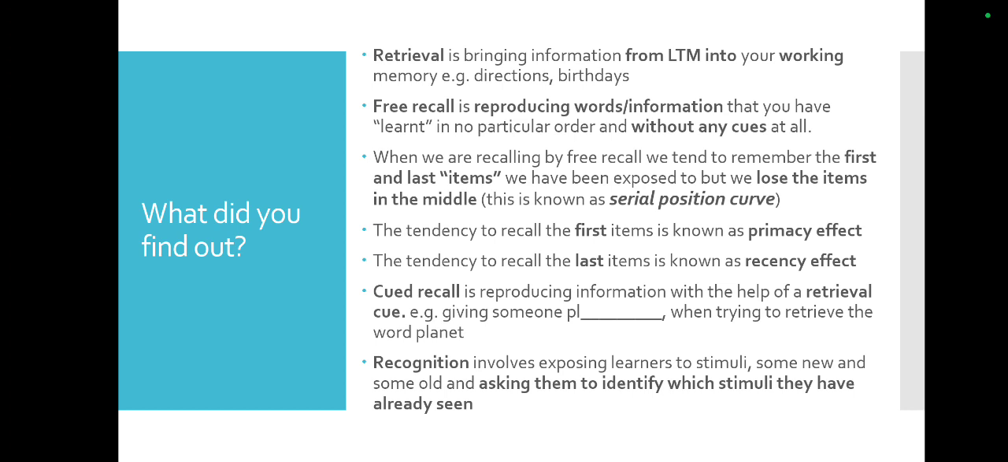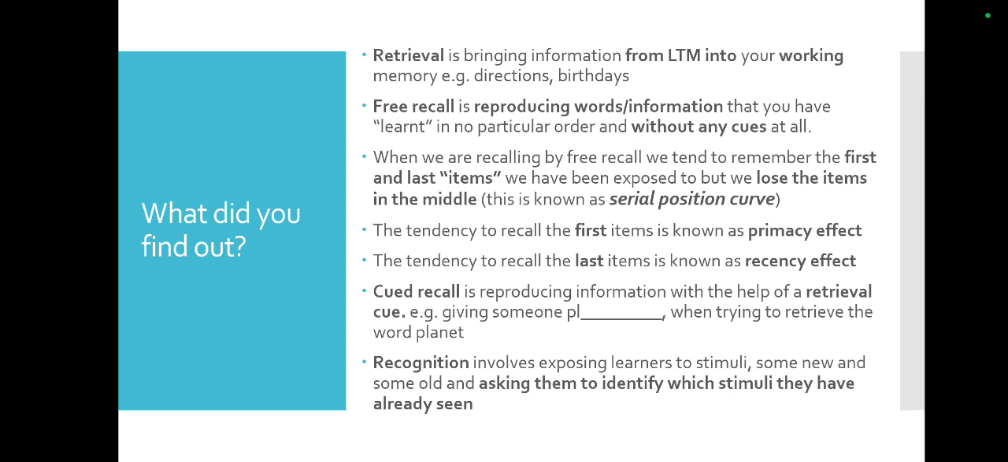Now, when we tend to retrieve in this manner, we tend to recall the first and last items that we've been exposed to better, and we lose the things in the middle. This tends to be because we pay more attention to the first few items, if it's like a word list or something, and then the last items are kind of still in your working memory. So this is known as the serial position curve, and you will have seen the little illustration of it in that video clip. So the serial position curve is the tendency to recall the first and last items that you've been exposed to, but not the middle ones.